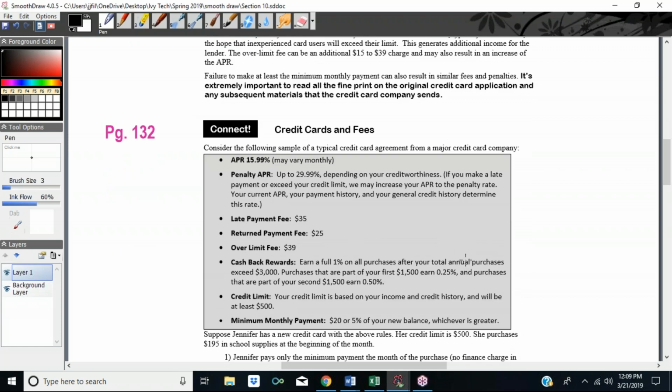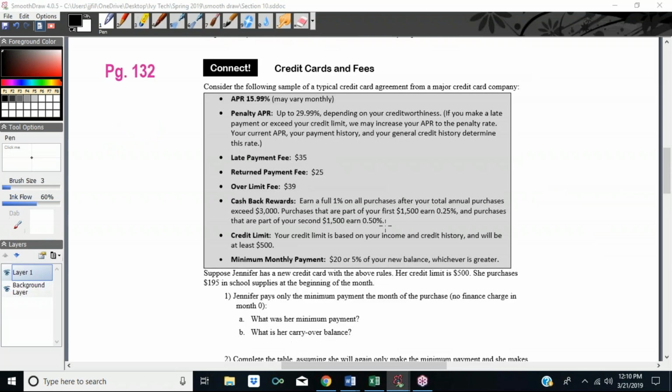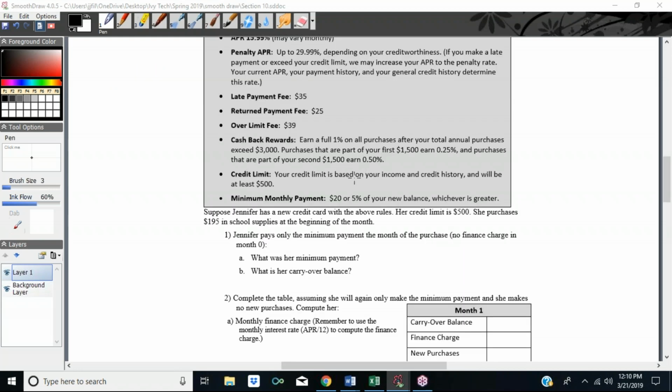So let's look at this example on the next page. It says here there's an APR of 15.99%. The penalty APR is up to 29.99%, depending on the creditworthiness. And a late payment fee of $35, return payment fee of $25. That'd be like if you wrote them a check and the check didn't clear, they are going to charge you $25 for that. And your bank is probably going to charge you too. Over the limit fee, $39. Cashback rewards. Oh, here's the good part.